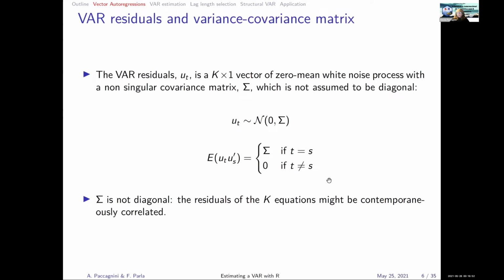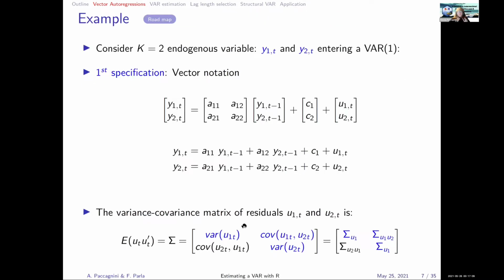This component is multivariate and is represented by a multivariate normal distribution with a vector of zero mean, and the variance-covariance matrix is not diagonal. So let's see what's going on in a very simple case, when you are assuming just two endogenous variables. In this case, you have two variables, y1 and y2 at time t, in the vector of endogenous variables.